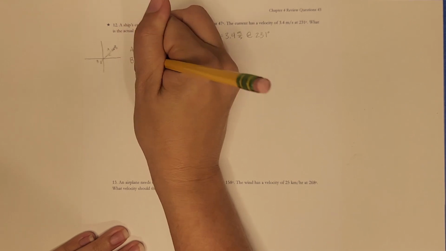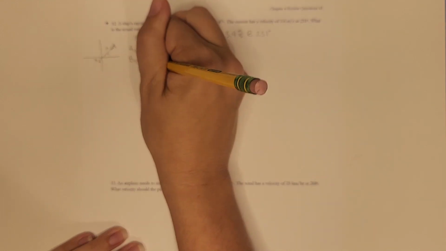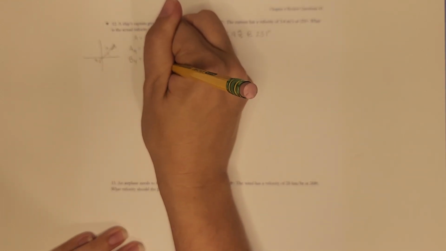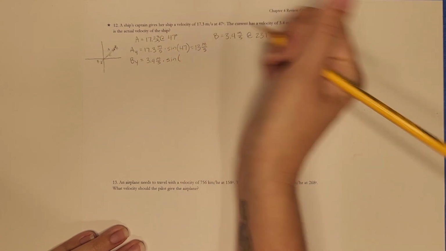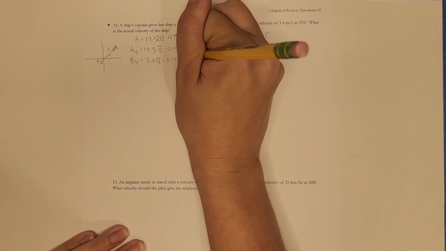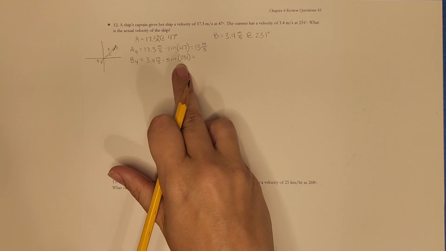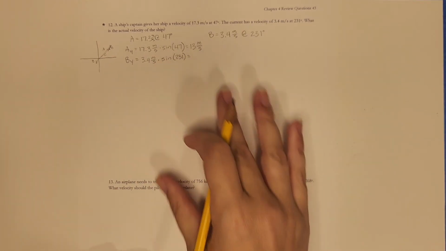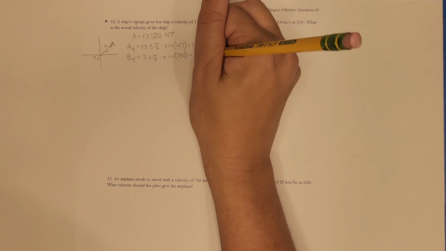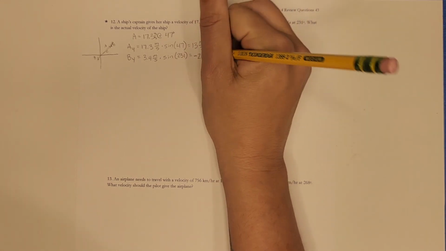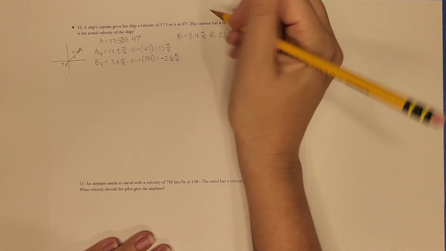Let's do my B value Y. So here's 3.4 meters per second times the sine of 231. Again, I'm at two significant figures. I have a 3 and a 2, so we go with the lower one. And my B value is negative 2.6 meters per second.